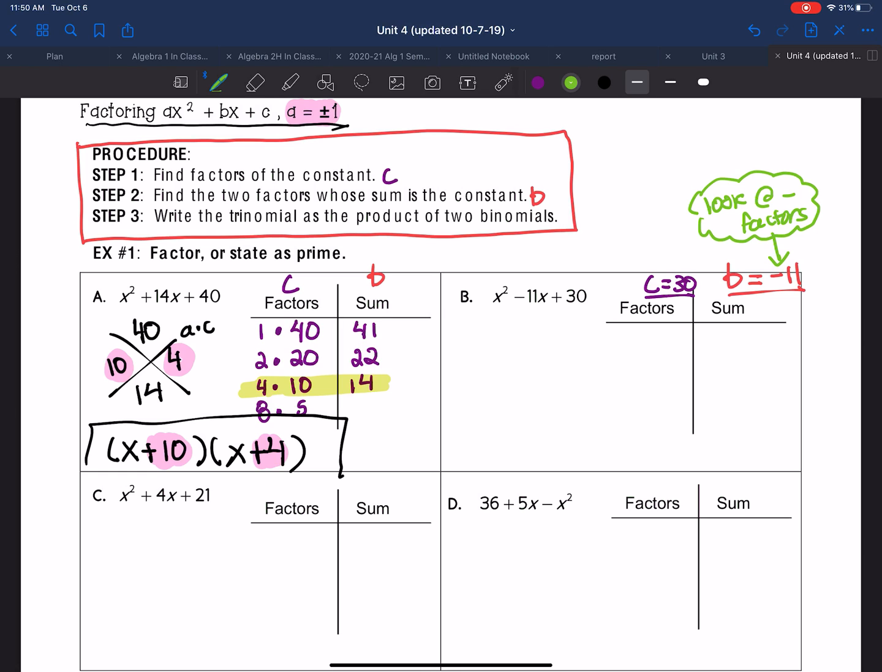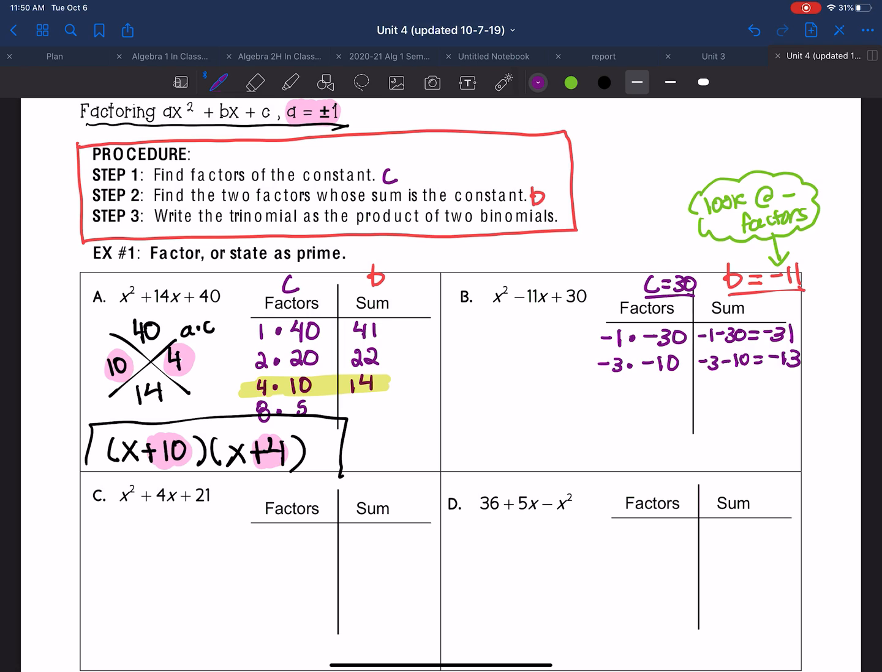Okay, so what are some negative factors of 30? Well, I know that negative 1 times negative 30 are some negative factors of 30. If we add negative 1 plus negative 30, so negative 1 minus 30, that gives me negative 31. So that's not what I need because I don't have negative 11. So I'm going to move on. Then I have negative 3 times negative 10. That's going to give me 30. Negative 3 minus 10, that gives me negative 13. Still not where I need to be.